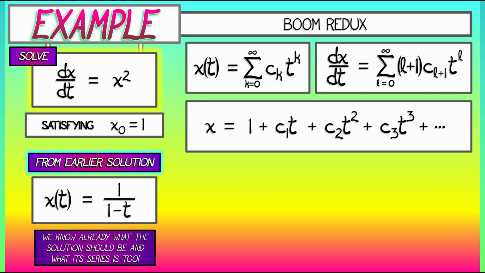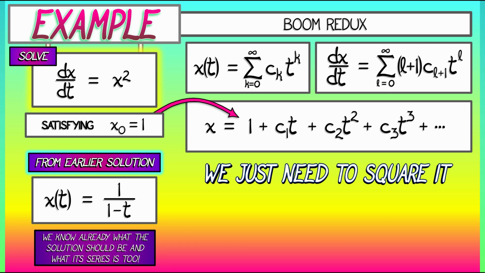Wait a minute. How do I know that that first term is a 1? Isn't that supposed to be c naught? Well, yes, but we already know that the initial condition is 1. So plug in t equals 0. All the terms vanish except for that degree 0 term. Okay, so that's our x. Now, all we need to do is square it. Then set it equal to the derivative. So, what's x squared?